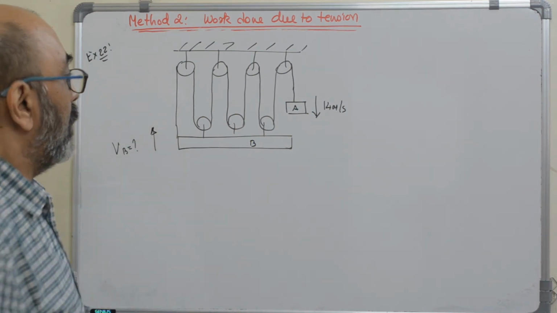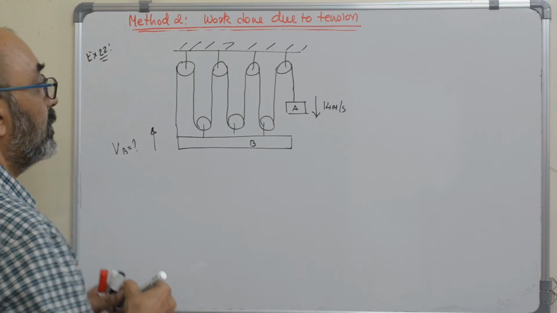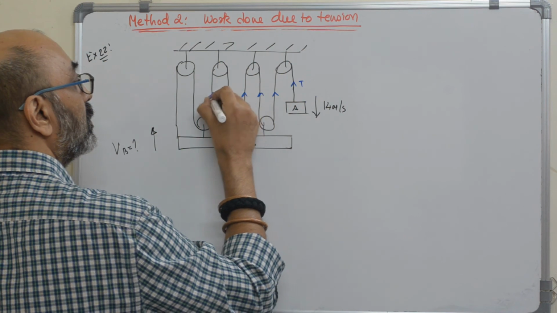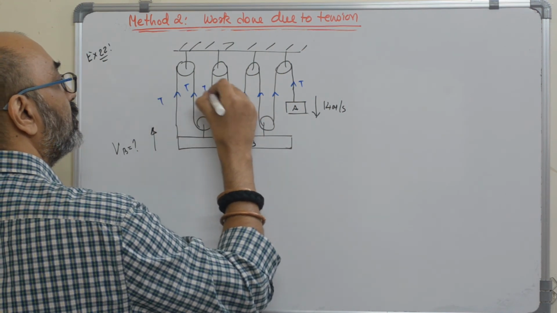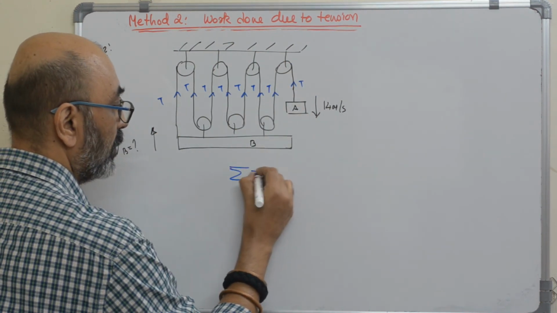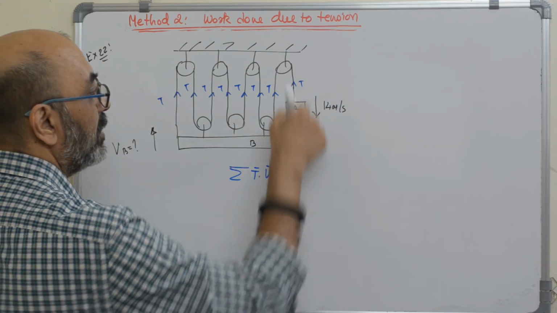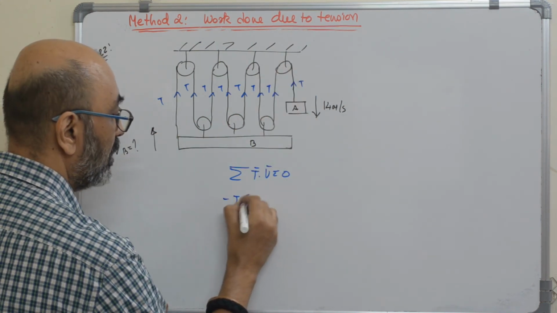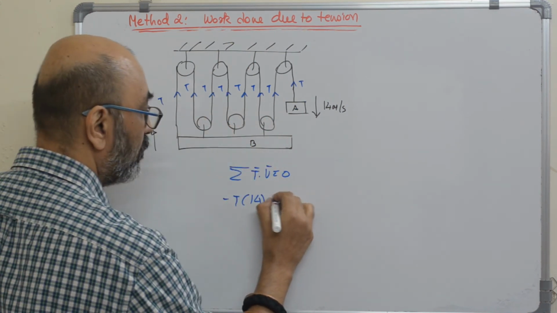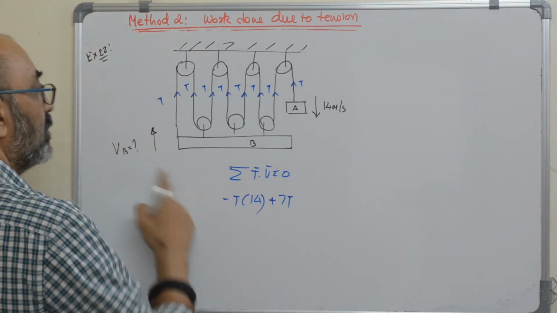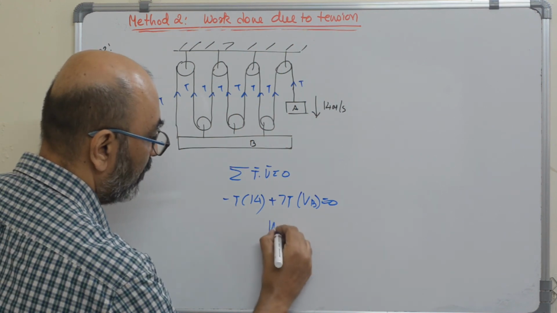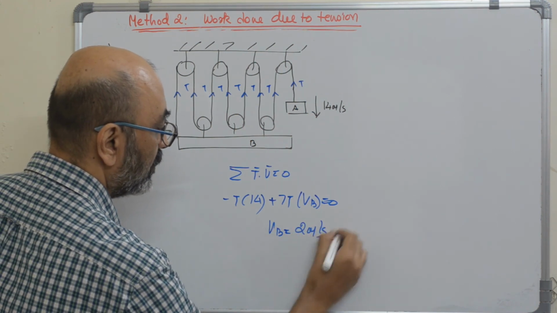So first of all, this is tension T. So this is all T. Summation T dot V equal to 0. For A, V is down and T is up, so minus T into 14. For B, counting 1 2 3 4 5 6 7, so plus 7T, V is upward so it will be plus, so VB equal to 0. I think on solving it you will get VB as 2 meter per second.